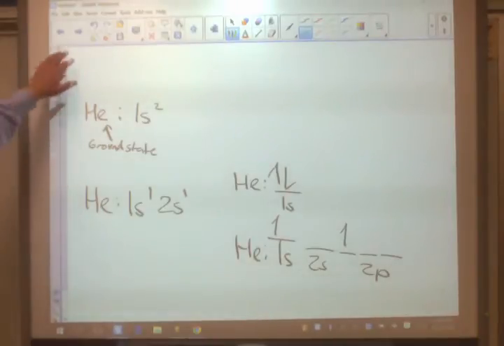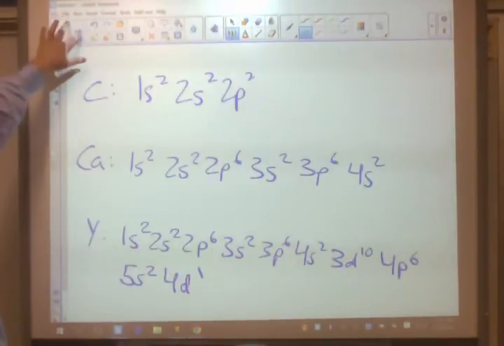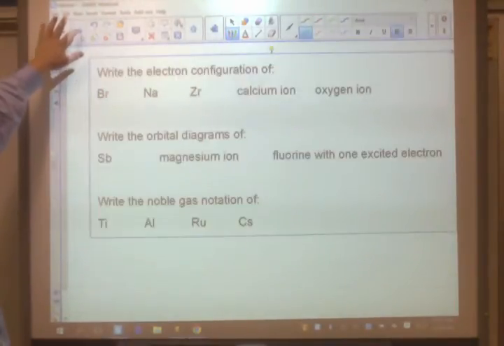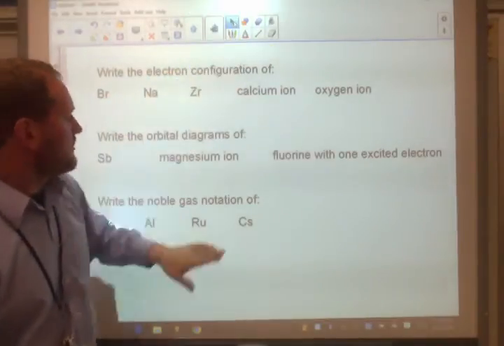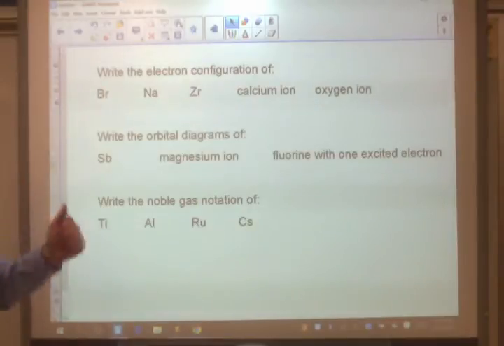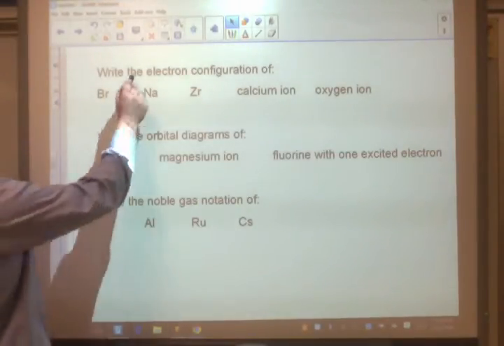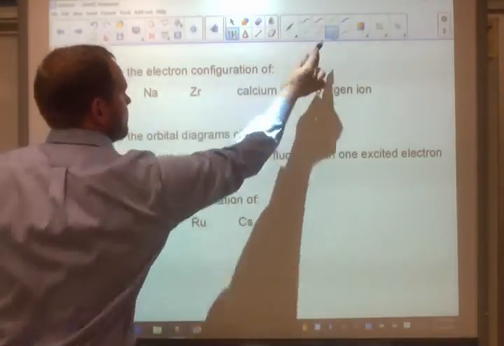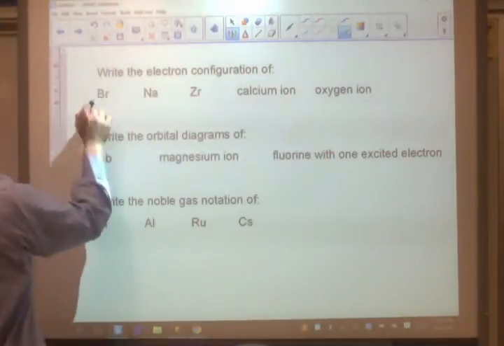What I have is a sample set of problems right here. My suggestion, pause the video, take 10 minutes, try to work all these out, unpause it, and I'll go through them. Okay? So let me start now. Electron configuration of boron. Bromine.